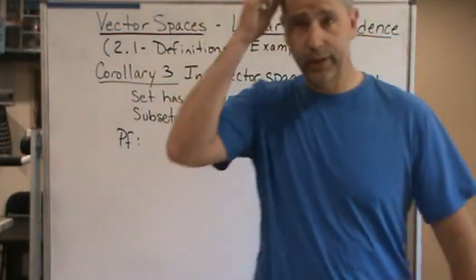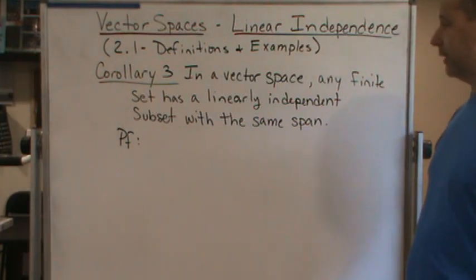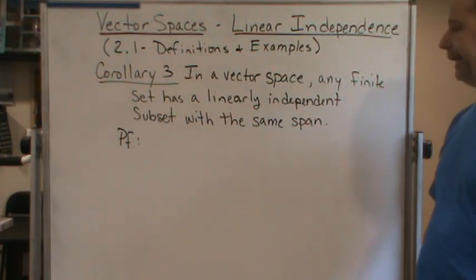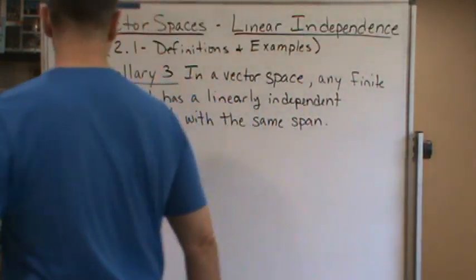Okay, so now we're going to introduce corollary 3. In corollary 3 it says, let me say that again: in any vector space, any finite set has a linearly independent subset with the same span. Okay, so we're going to do this proof.